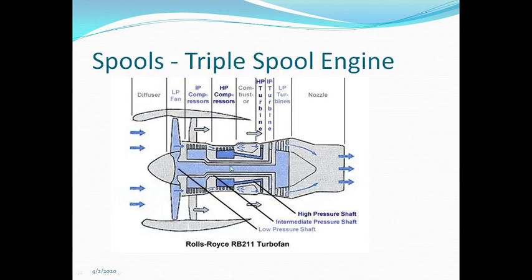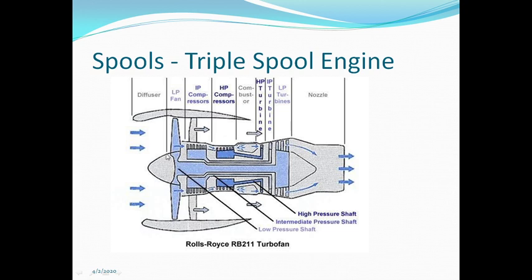Here I'm showing it pictorially again. Here the innermost is the low pressure, the intermediate one is shown here, and this is the high pressure. The low pressure shaft connects your fan and the turbine stages, which are at the last stage of the turbines. And high pressure, as the name says, the high pressure compressor and the high pressure turbine, these two are coupled on one shaft.